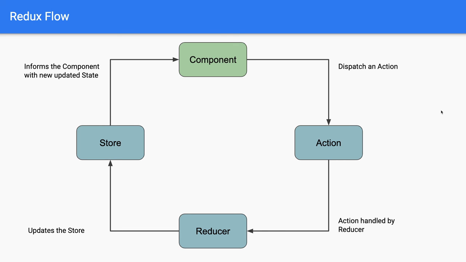This is the flow of a Redux app. A component dispatches an action. The action is then passed on to the reducer to be handled. Based on the action, the reducer is going to update the store with the new state. Once the store is updated, it lets the component know about the new updated state, and the cycle is then completed. Let us look at a simple Redux app that will use all the three principles that we've discussed.